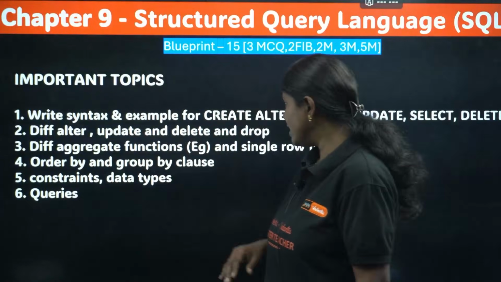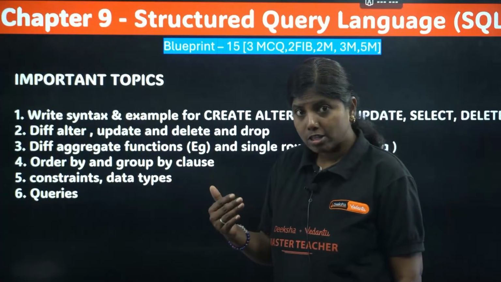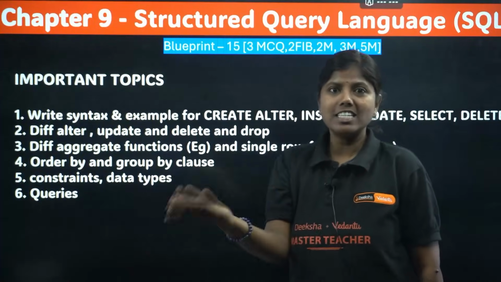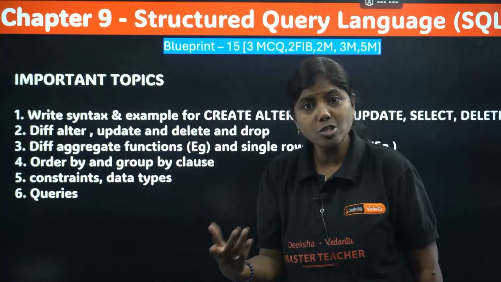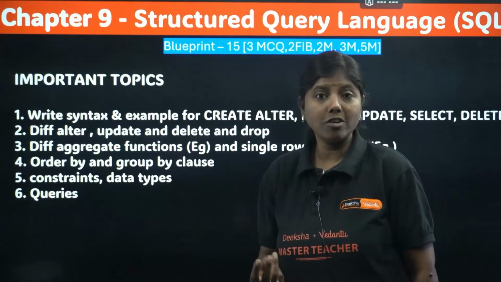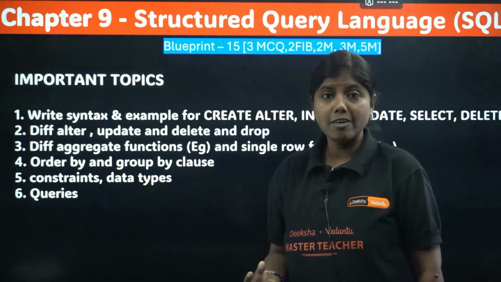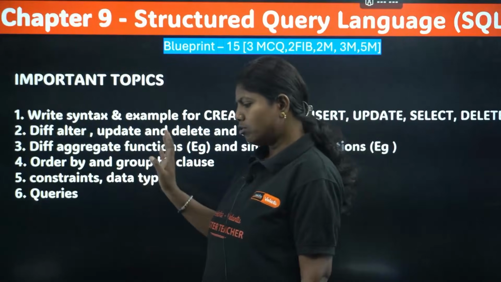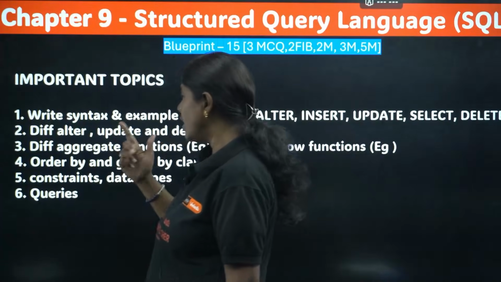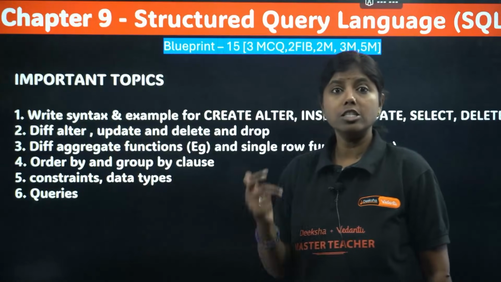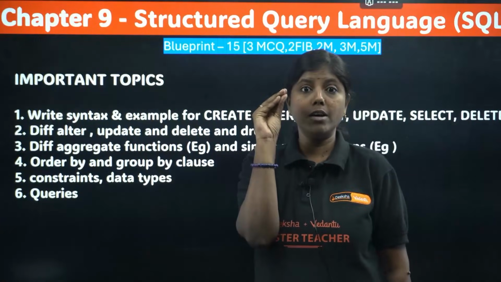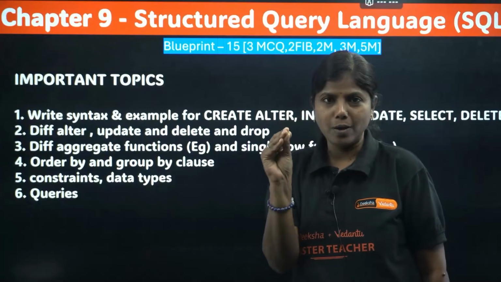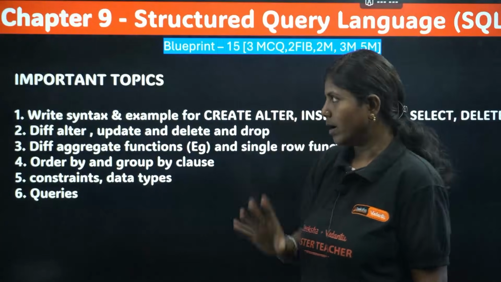Then we have delete and drop, order by clause and group by clause, and functions is one important topic. What are those functions? Aggregate functions and single row functions. Single row functions: numeric functions, string functions, and then we have some date functions. These functions they may ask you. And 3 more important questions they may ask: data types, constraints, and one important question for 5 marks, that's going to be a query. It is all based on your lab, whatever you prepared for the lab exams.